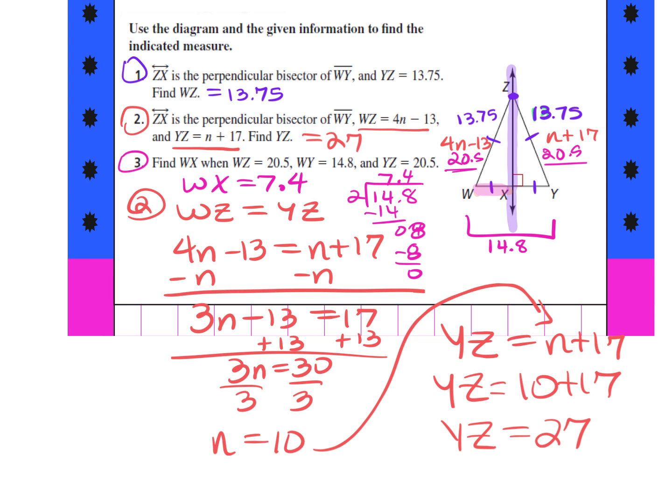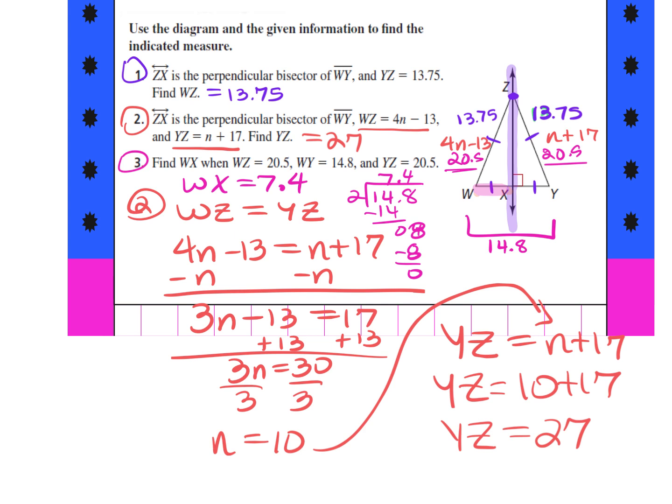Again, each question was done in a different color. I just kept using the same picture over and over again. So number 1 was in purple, and I knew that it was the bisector, so I knew those two segments from point Z were equidistant from the endpoint. So that's how I knew that WZ was 13.75. And then for number 2, I had to solve that equation, get the value of n, and then plug it back in. And then for number 3, I used the converse. Because point Z was equidistant from the endpoints of the segment, I knew that it was bisected, and I just had to divide 14.8 by 2.